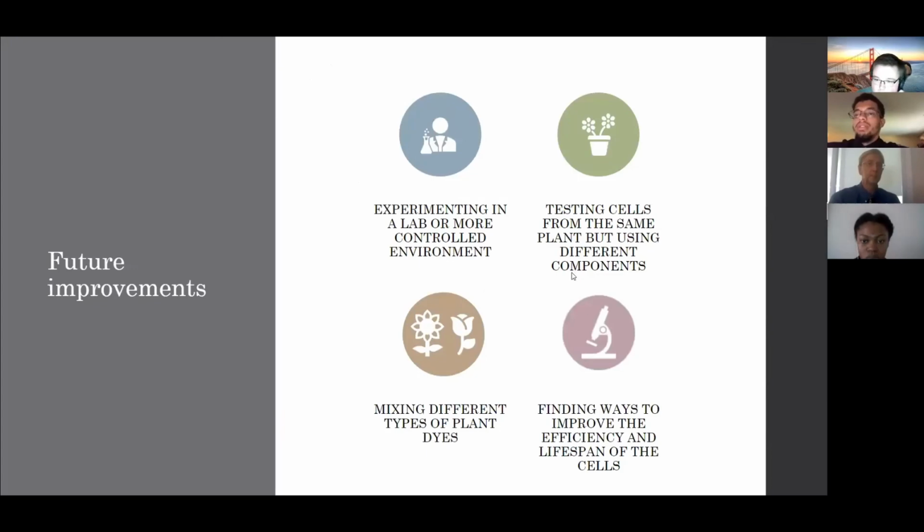Next slide, please. So for future improvements and further research, we believe that experimenting in the lab would be better for a more controlled environment. Another approach would be testing cells from the same plant but using different components. Instead of using just the pure juices from the fruits, we can also use the skins, because we ran into the problem that the pure juices were unstable, and the measurements were unstable. With plant skins, we would have more stable measurements.